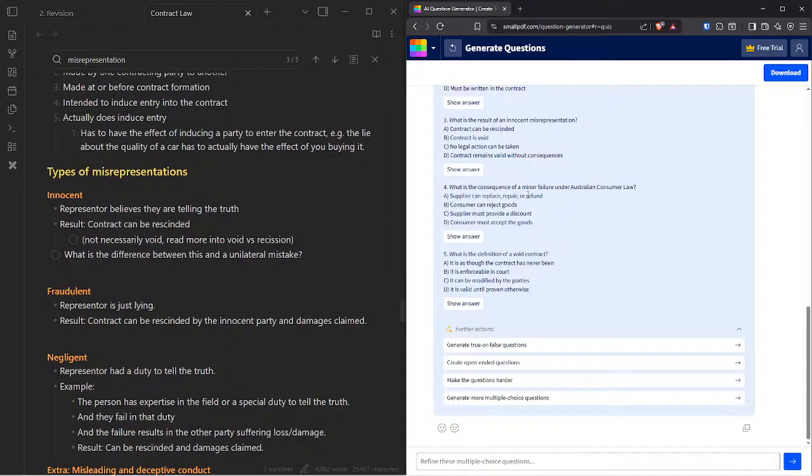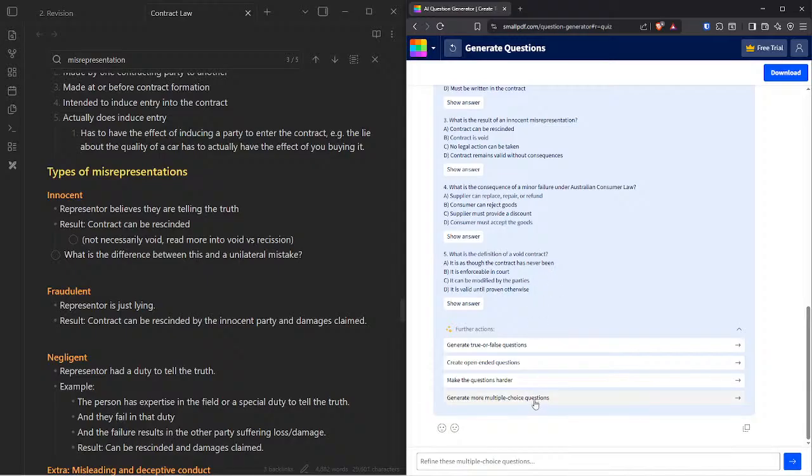What is the consequence of a minor failure? Oh, yeah. Supplier can replace, repair, or refund. Yes. Definition of a void contract: as though the contract has never been. Yeah. Cool.